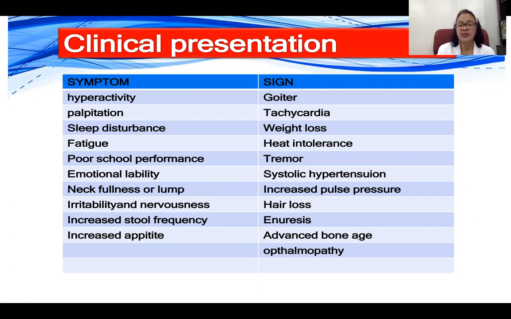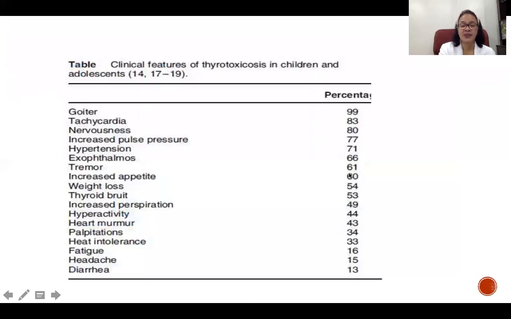And of course with the signs, you have goiter, presence of that mass there, tachycardia because of the increased thyroid hormones. There's weight loss, heat intolerance, and so on. So these are the symptoms and these are the signs of your hyperthyroidism. Again, showing to you the percentages of the clinical features. Still, your goiter has the highest percentage, followed by tachycardia, nervousness, increased blood pressure, hypertension, and so on.